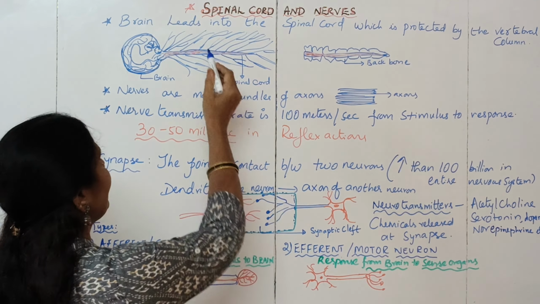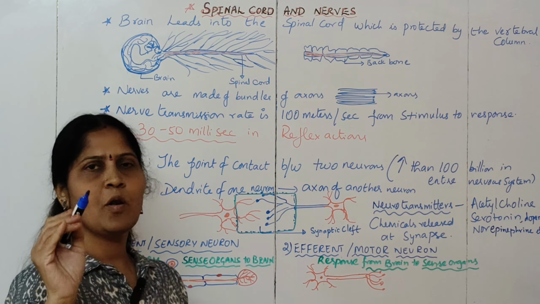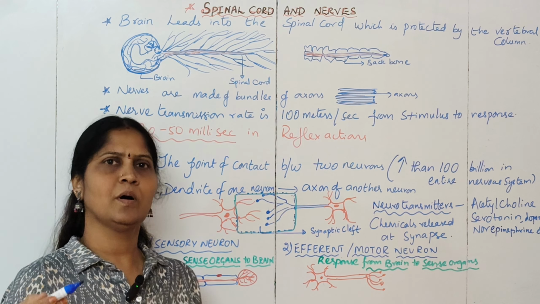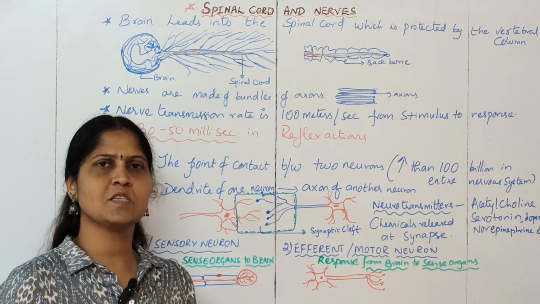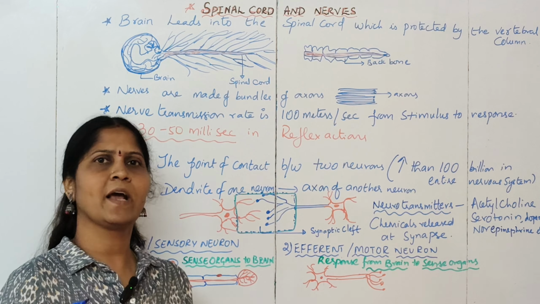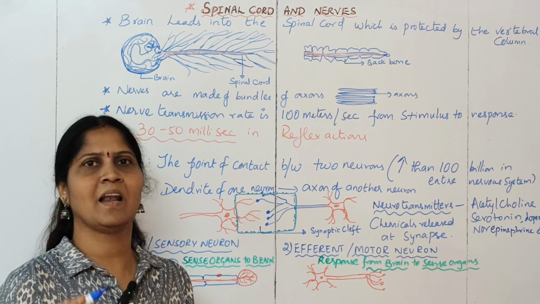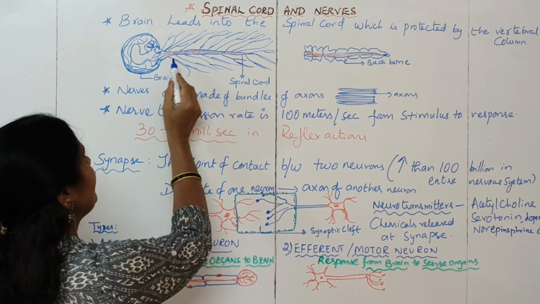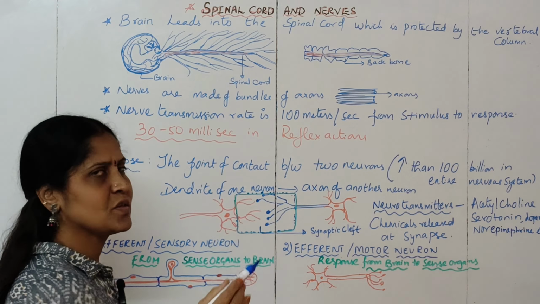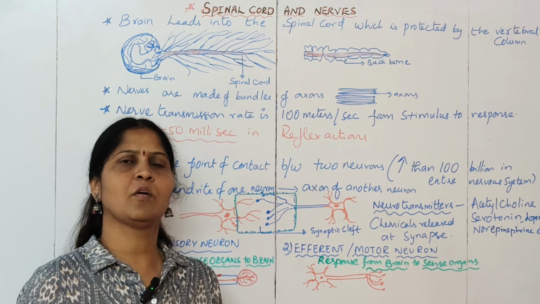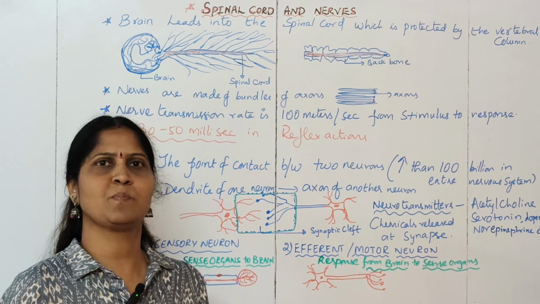Okay. So spinal cord, what is the spinal cord? Your brain will lead into a structure which is called the spinal cord. The spinal cord actually is a fat thread-like structure. As you can see, from the brain we have this fat thread-like structure running throughout the length of your body, and that is called the spinal cord.